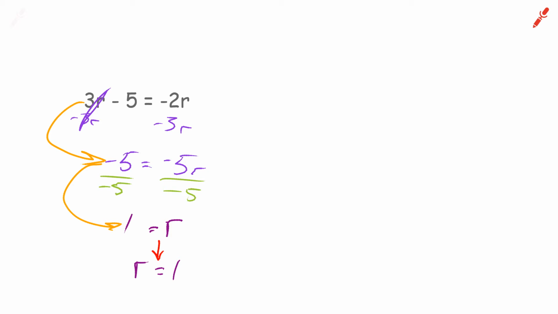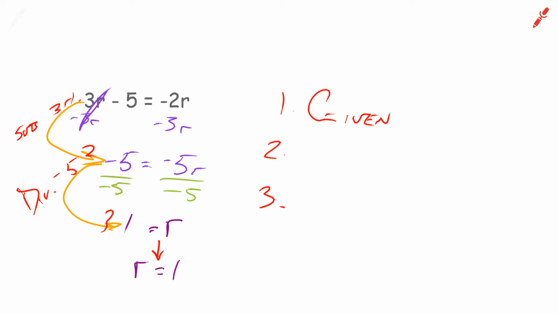Alright, so you are completely correct, hopefully. And here you said subtract 3r. Here you said divide negative 5. So when I come over here, I've got 1, 2, 3 steps. Let's go ahead and justify that. Step 1, step 2, step 3. Step 1 is always what? Given. Very good. Hopefully you guys actually said that. If not, it's okay.